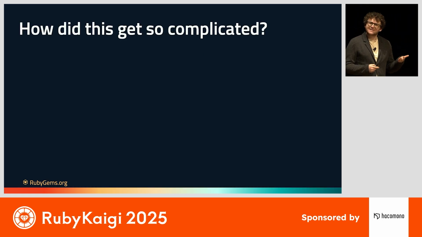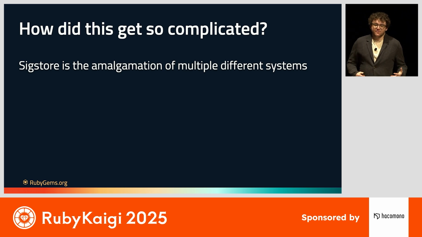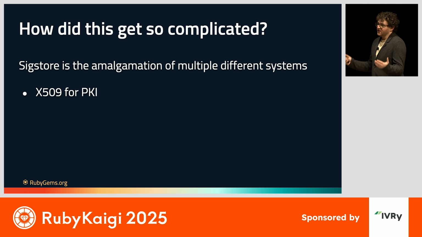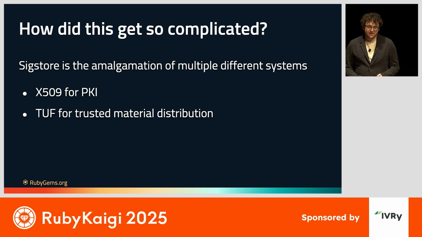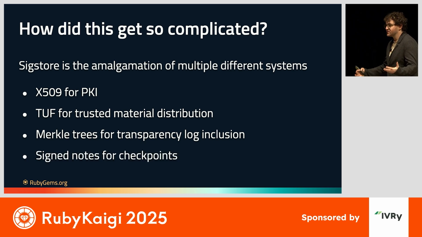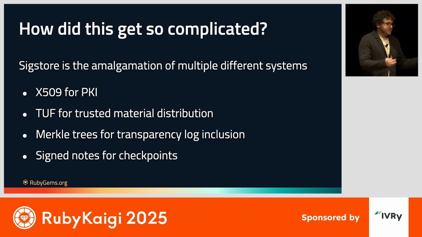How did this all get so complicated? We started by saying we're implementing 2 functions. This is a lot of stuff for 2 functions. And it happened because Sigstore is the amalgamation of multiple different systems. It uses X509 for PKI, TUF for trusted material distribution, Merkle trees for transparency log inclusion, and signed notes for checkpoints. All of these have libraries in some ecosystems.